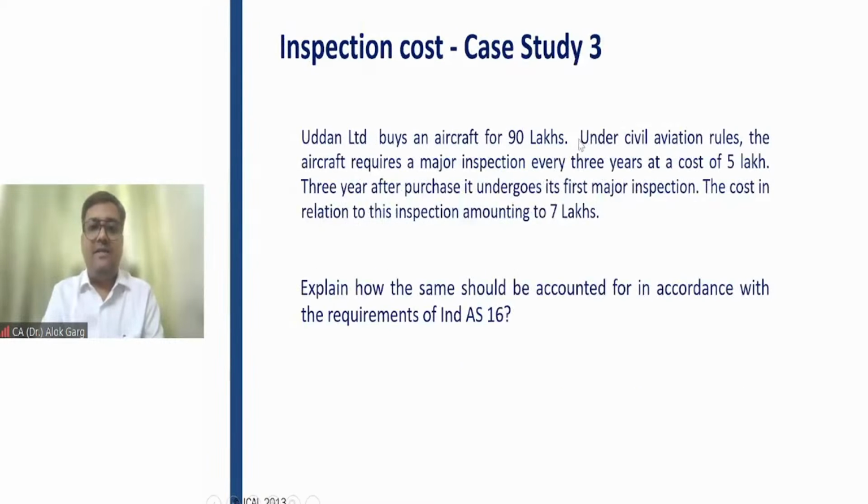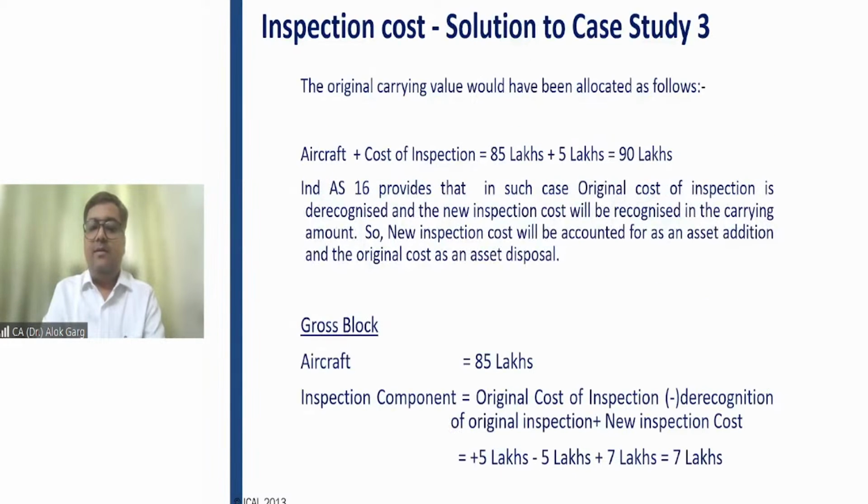So friends, this was the case study which I have discussed right now. Udan Limited buys an aircraft for 90 lakhs. Under civil aviation rule, the aircraft requires a major inspection every 3 years at a cost of 5 lakh. 3 years after purchase, it undergoes its first major inspection. The cost in relation to inspection amounts to 7 lakhs. This is how it is going to happen.